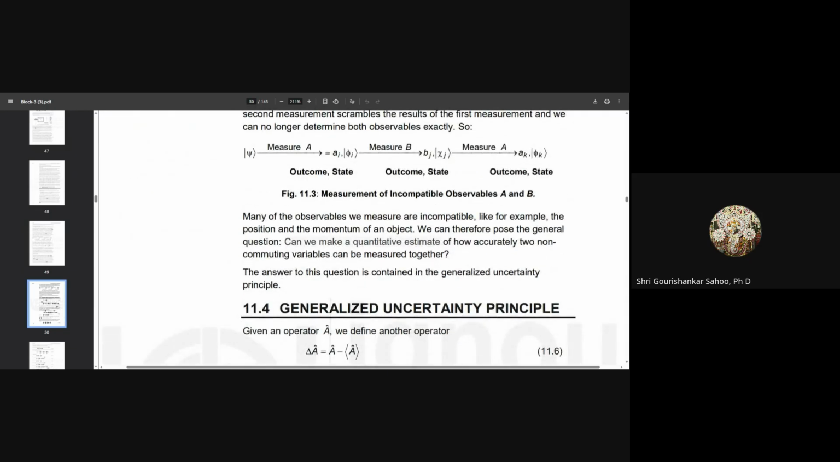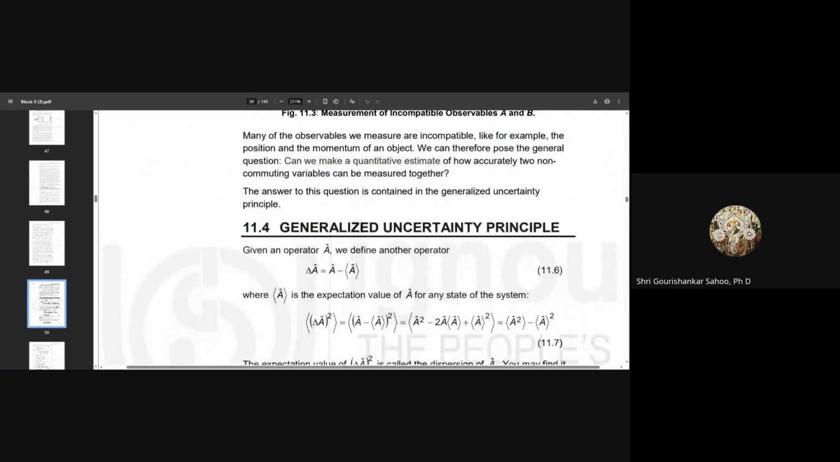Many of the observables we measure are incompatible, like position and momentum, energy and time. So in the uncertainty principle, we deal with incompatible observables or canonical conjugate variables. Then the generalized uncertainty principle will be discussed for the measurements which are not incompatible.